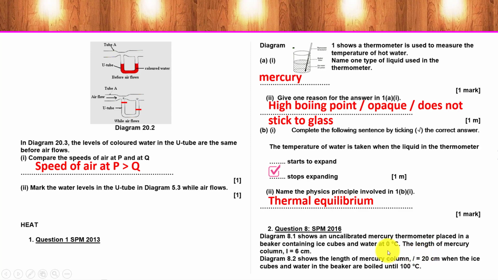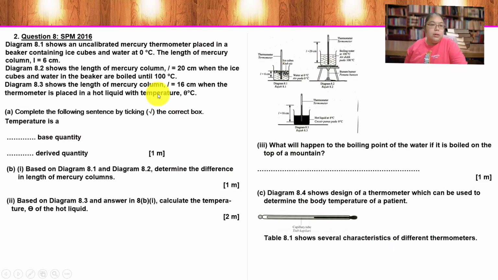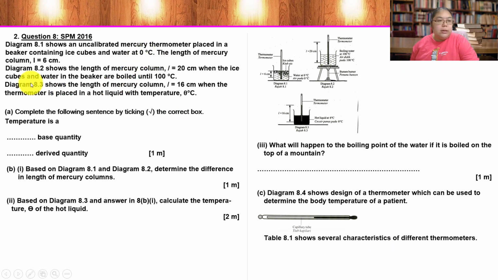Okay, now we continue. From here, continue with 8.3. In 8.3, the length of the mercury is 16 cm when the thermometer is put inside a hot liquid, and we need to find what is the degree Celsius. So from here we need to apply the formula to find the final temperature. When you put it inside another hot water, then the length shows 16 cm.